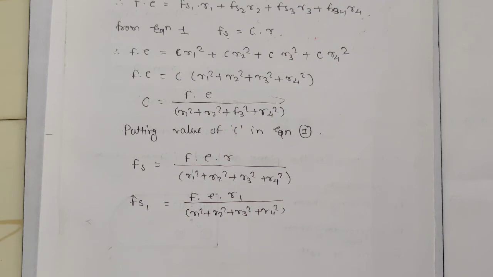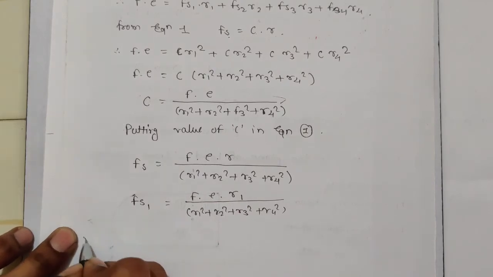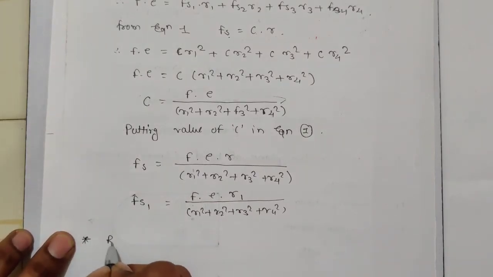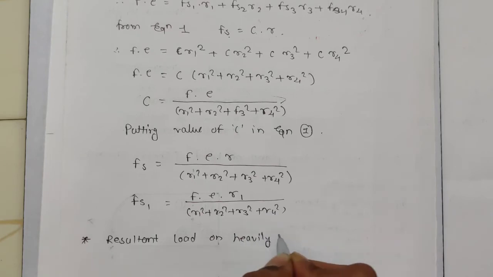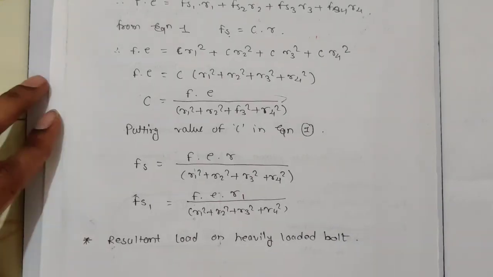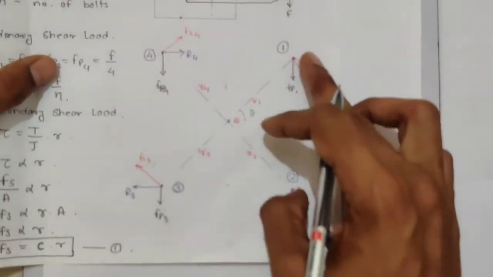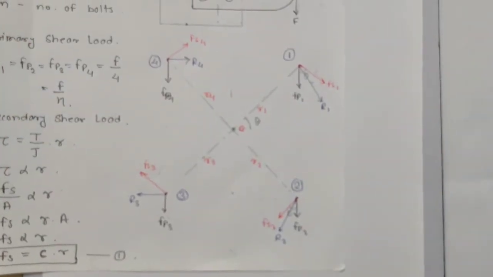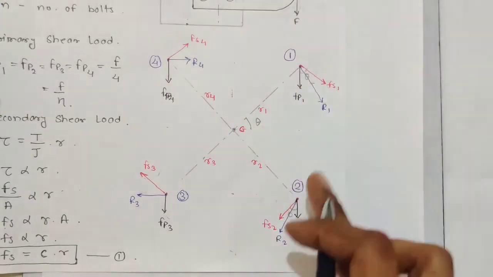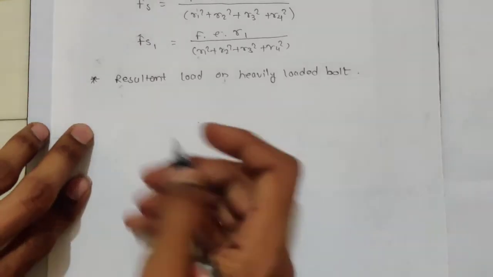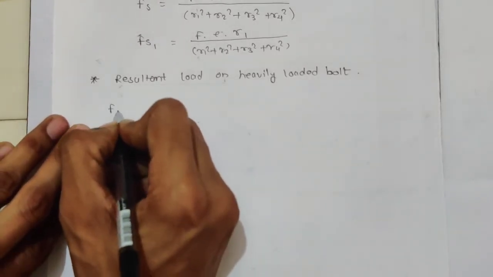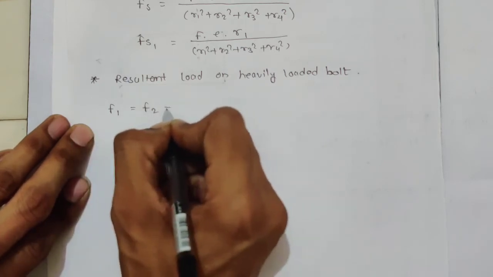Now see, resultant load. Next step is the resultant load on the heavily loaded bolt. So which bolt is heavily loaded? We have seen that bolt 1 and bolt 2 are heavily loaded. So I can take any F1 or F2, whichever you want. I'm just taking F1, both having the same value. So I'm just writing F1 is equal to, so this is the resultant stress, F1 is equal to F2.